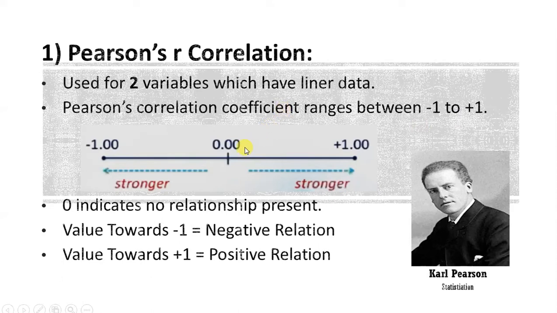If we draw a number line with the +1 peak and the -1 peak, then we get a middle point at 0. At 0, there is no relation present. But when we go from 0 to +1 or from 0 to -1, a stronger relation will be seen between the two variables. At positive one, a positive relation is present. At negative one, a negative relation is present.